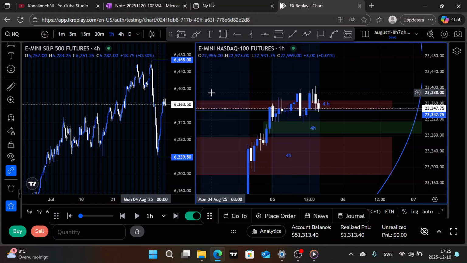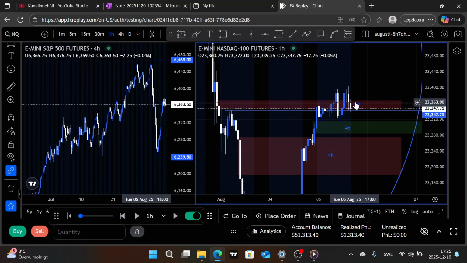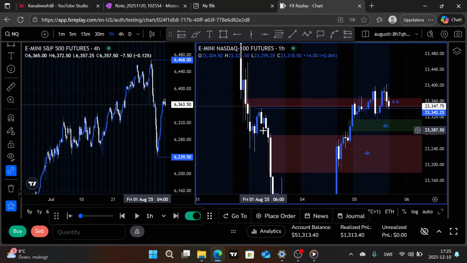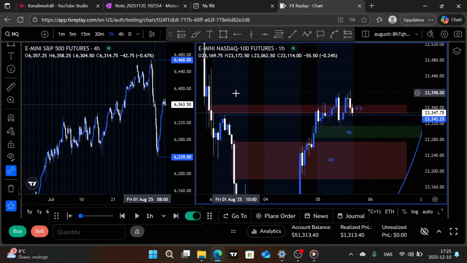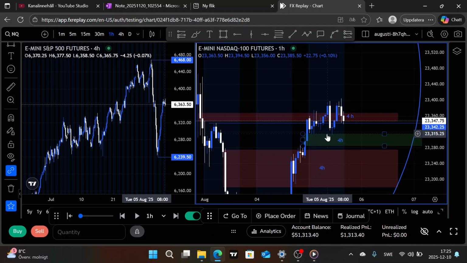So I go and watch it again, and you know, this was the wicks of the candle in 4 hour, but right here in 1 hour we don't even have any value gap inefficiencies. As you can see, it's all wicks, ups and down. All of these are wicks in 4 hours. So that's why I still am not sure.